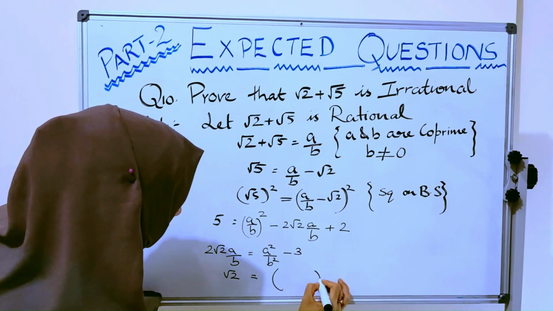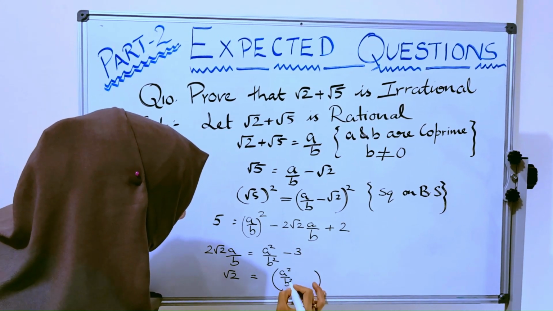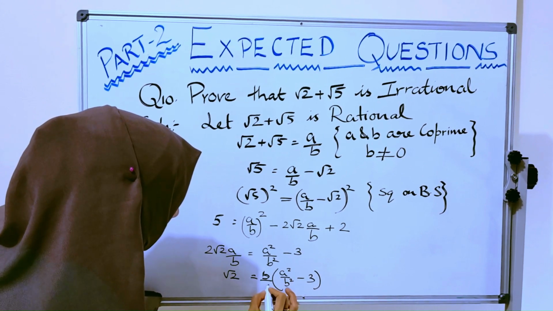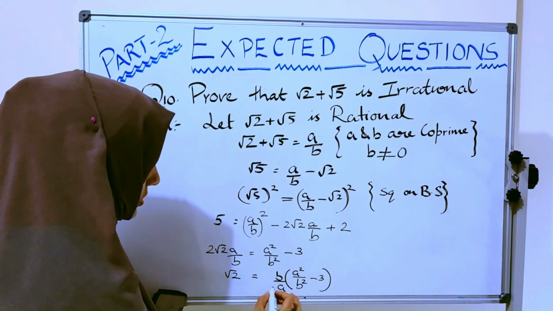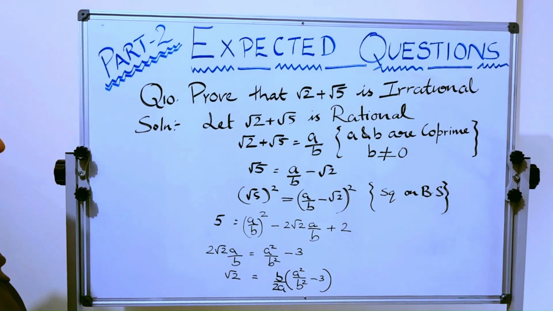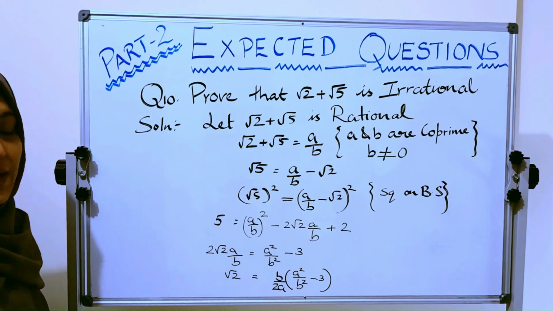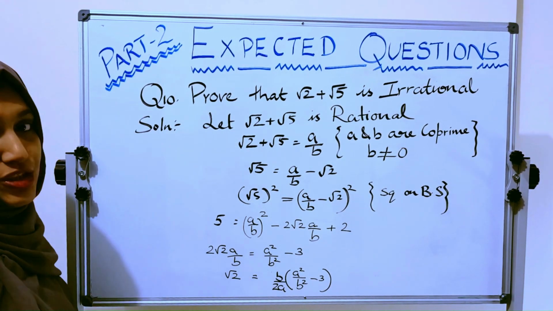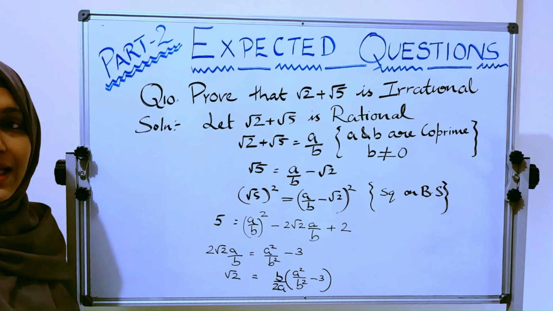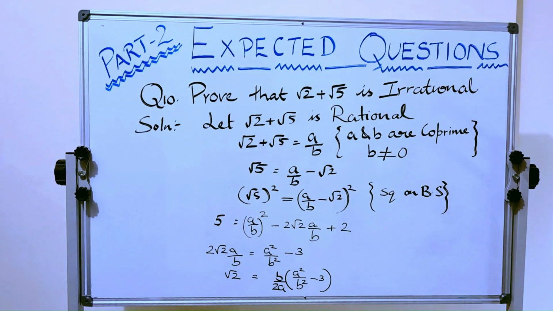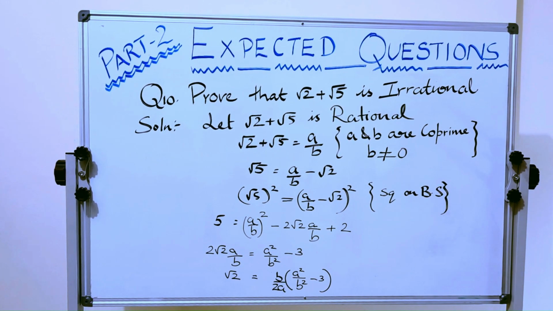Then keep this root 2 here. Put a bracket for this one: a square by b square minus 3, into b by a. 2 goes down. So root 2 equals b by 2a into a square by b square minus 3. This b by 2a into a square by b square minus 3 is a rational number because a and b are integers. But we know that root 2 is irrational. So irrational cannot be equal to rational. So our assumption is wrong.